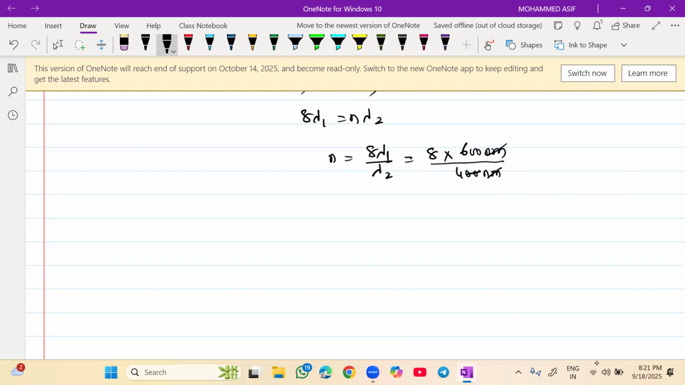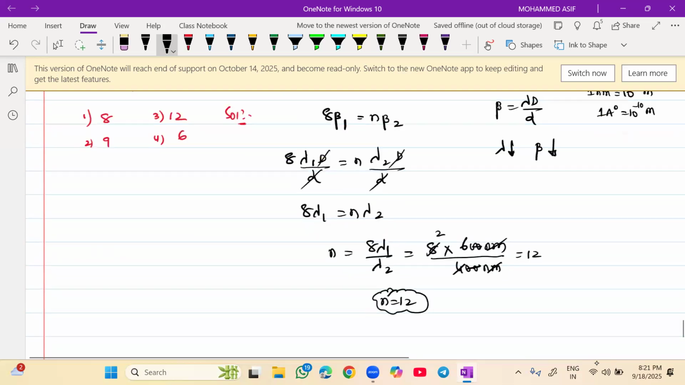Nanometer gets cancelled. This 2 0 cancel. 4 1 जा 4 2 जा 6 2 जा 12. यानी नंबर ऑफ फ्रिंजेस कितने बनेंगे? अगर वेवलेंथ कम हो रहा है तो 12 बनेंगे. Am I clear? एक बार देख लो फिर से.